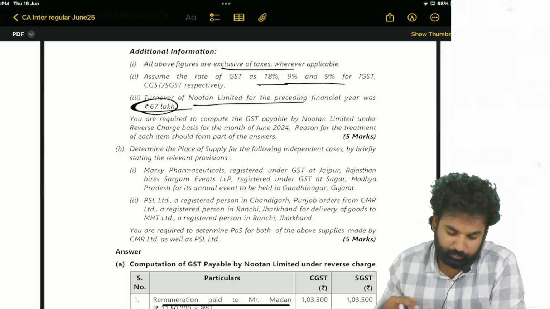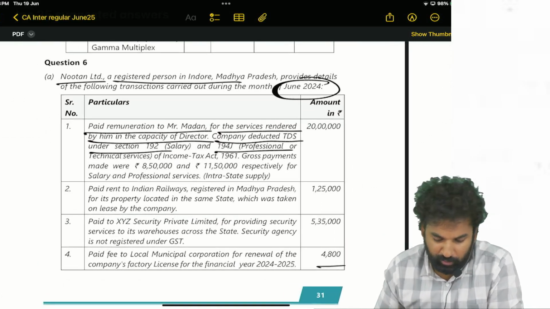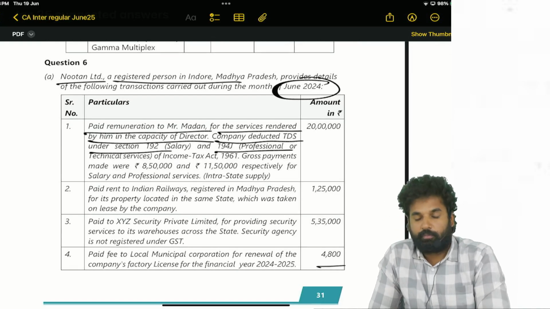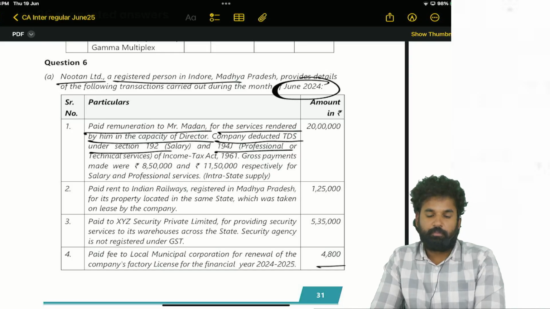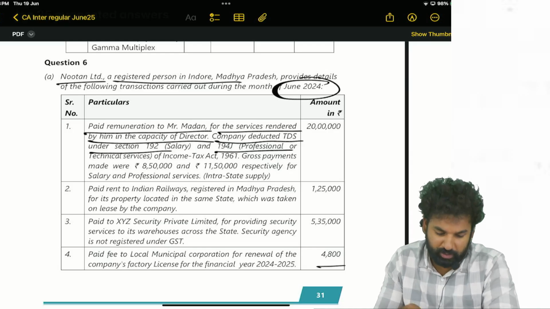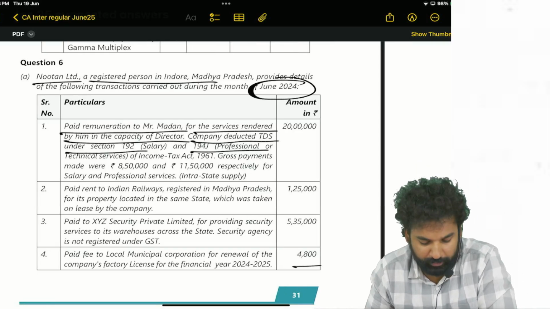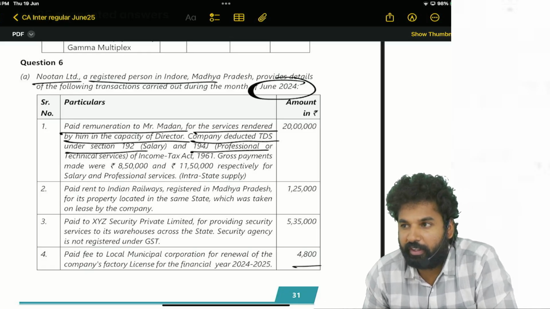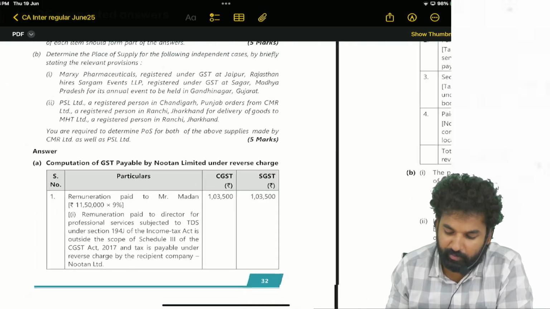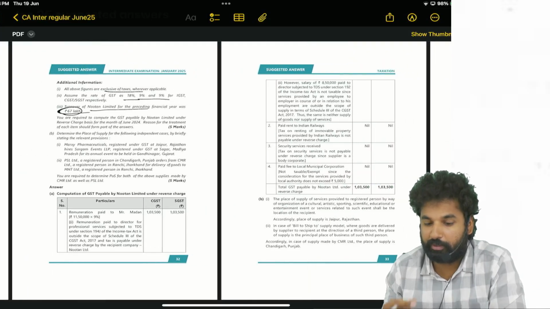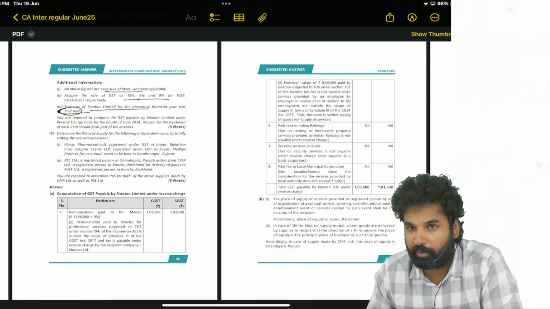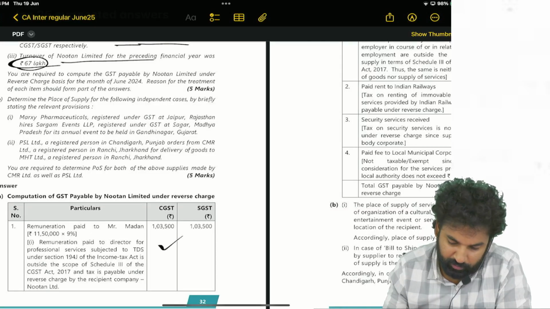Reason for the treatment to be given. Okay, so four points are also given. So all these are reverse charge cases only or exempt. First case, reverse charge. Second case, reverse charge. Third case, reverse charge. Security services, reverse charge. Next, municipal corporation is providing company factory licenses. Government is providing services. Exempt, taxable. Value 4,800. See, 5,000 rupees is the value of the supply, means up to 5,000 rupees that will be given as exemption. That we have seen in exemptions chapter. So that's why first case, reverse charge.